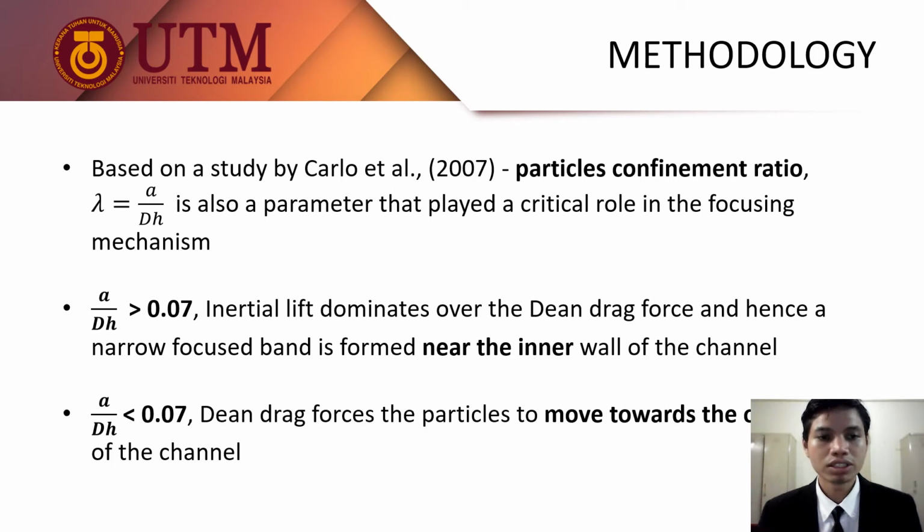If the confinement ratio is larger than 0.07, inertial lift dominates over the Dean drag force, and hence a narrow focus band is formed near the inner wall of the channel. And if less than 0.07, then the Dean drag force moves the particle towards the outer half of the channel.